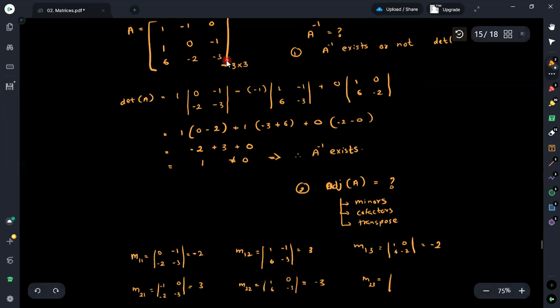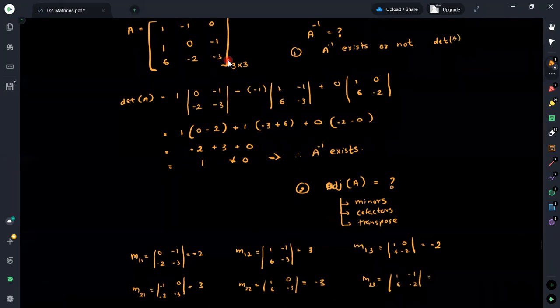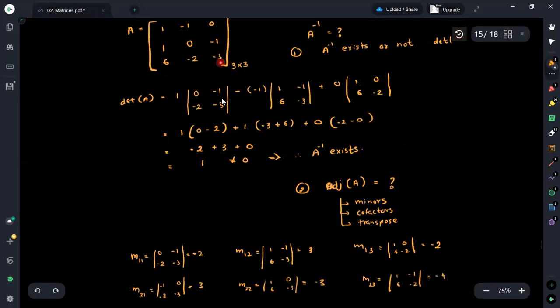Then M23, it is the element in the second row, third column. Then the values would be 1, -1, 6, and -2. Therefore, we'll get this as -6, -2. We'll get the value as -4 here.